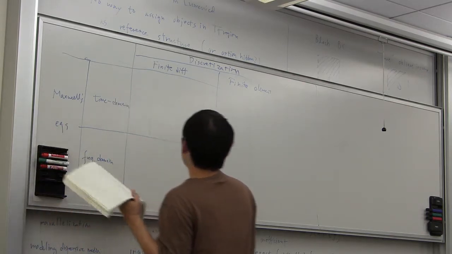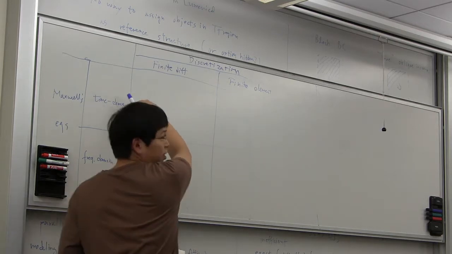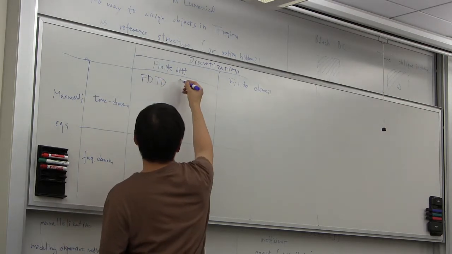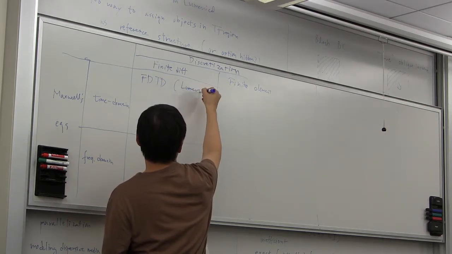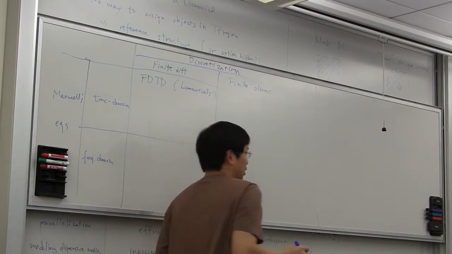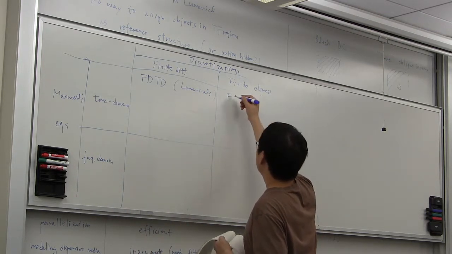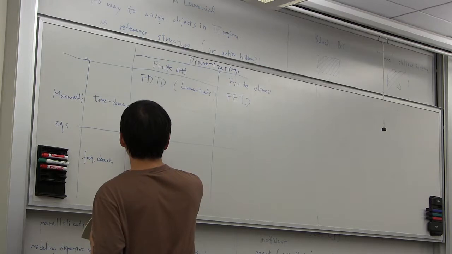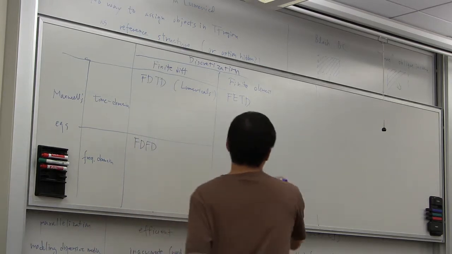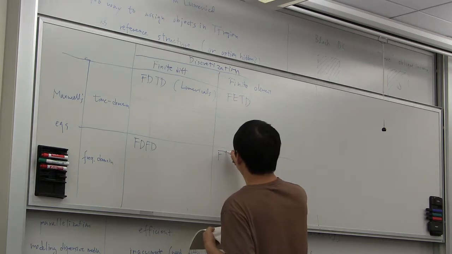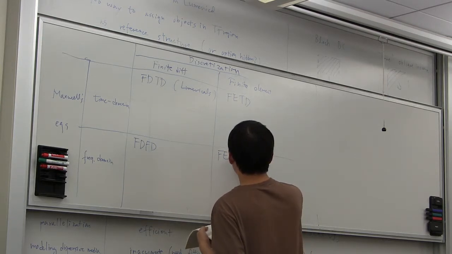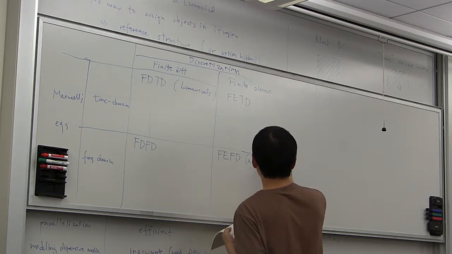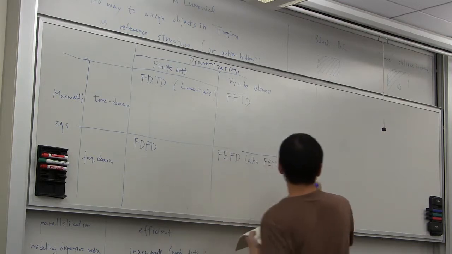And this is FDTD. So, Lumerical. And this is finite element time domain. And this is FDTD. And this is finite element frequency domain method, but this is also known as finite element method simply. So this is COMSOL.